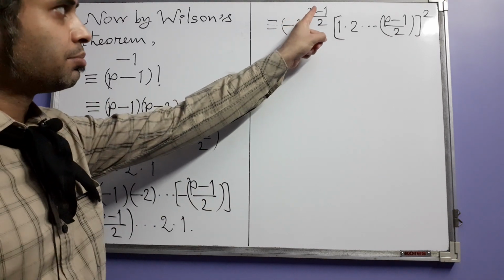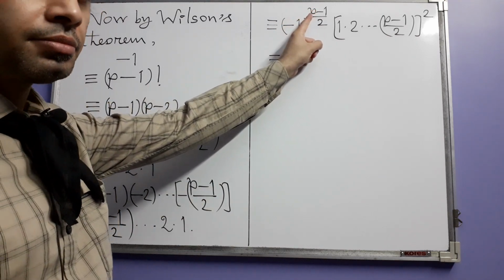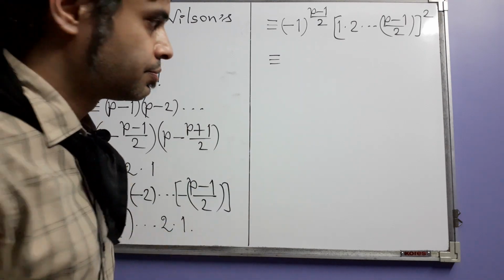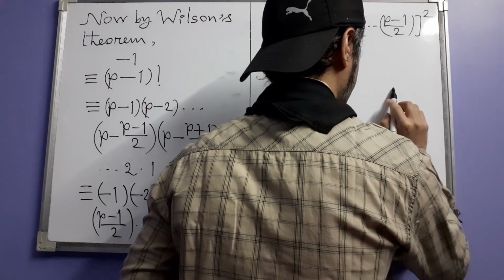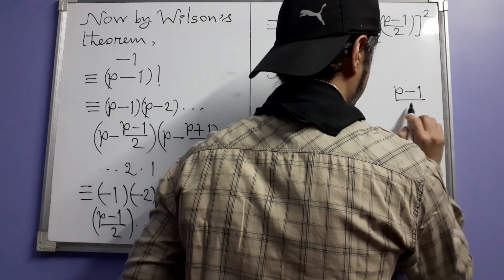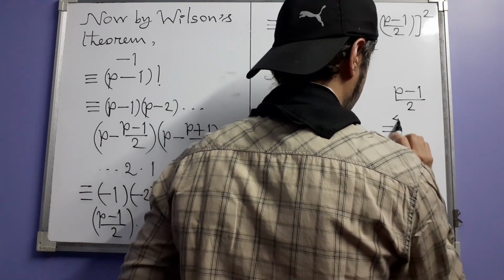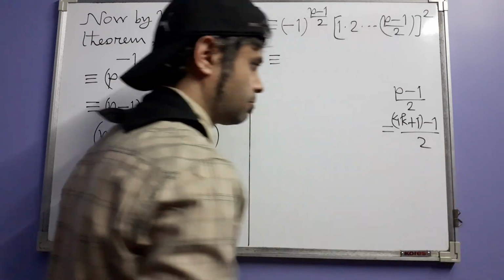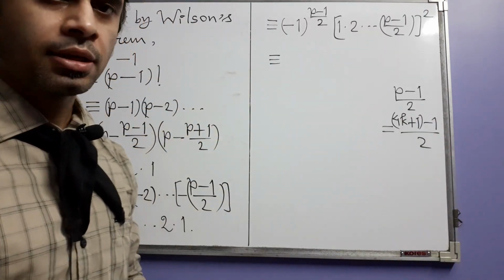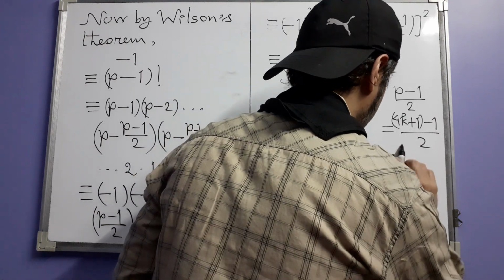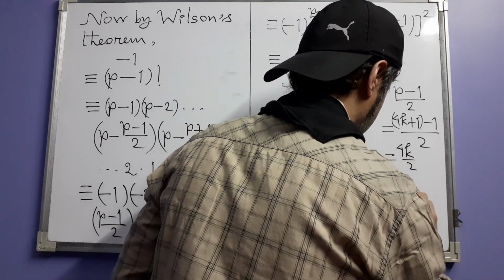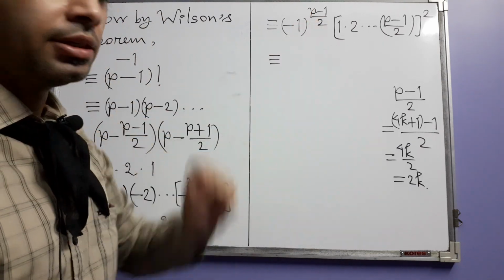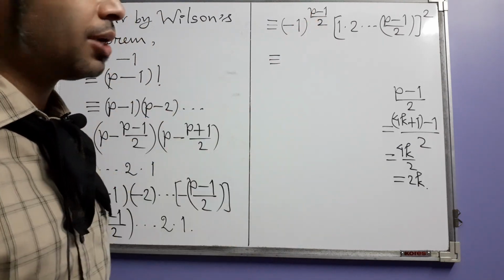Now what was our original p? Our original p was 4k plus 1. Let me do the little calculation here. Then what happens to p minus 1 divided by 2? 1 and minus 1 cancel each other and you get 4k over 2, that is 2k. That means this exponent is an even integer, so it becomes plus 1.